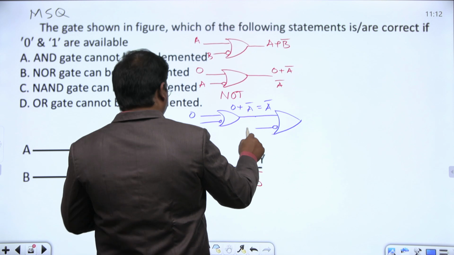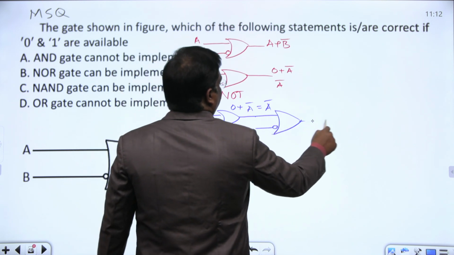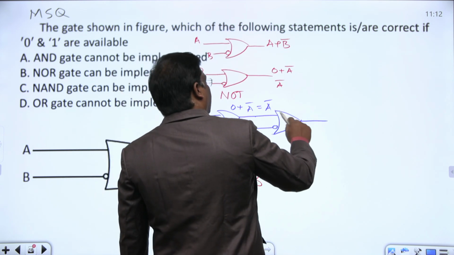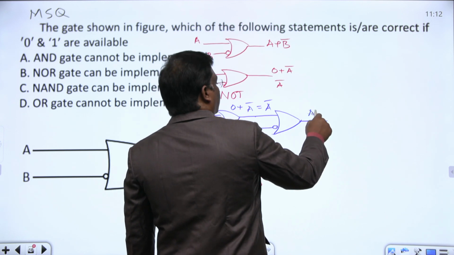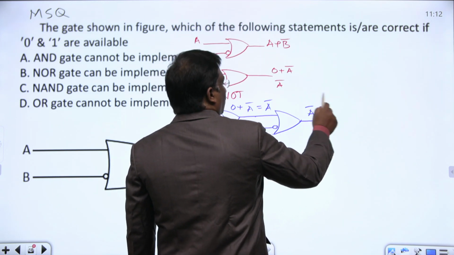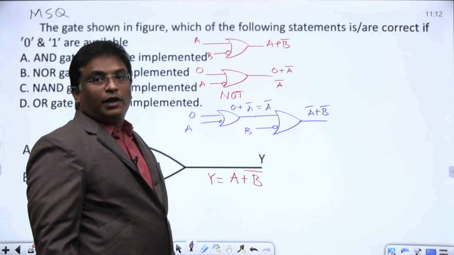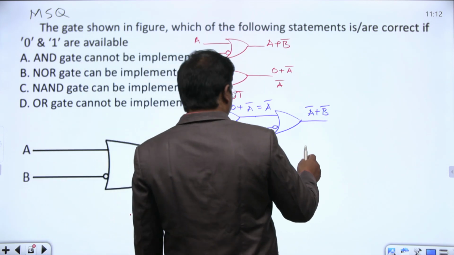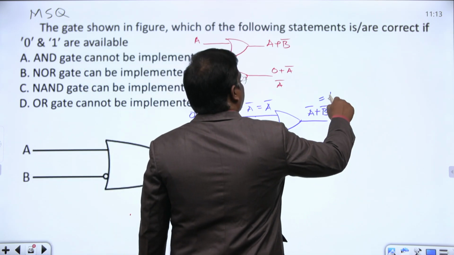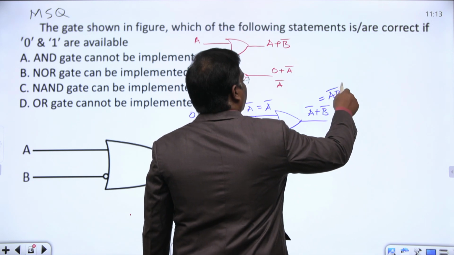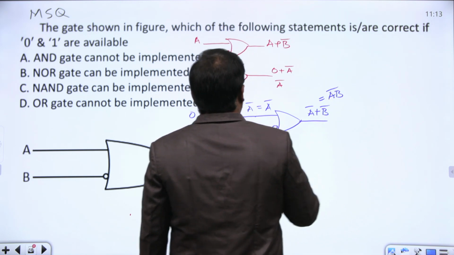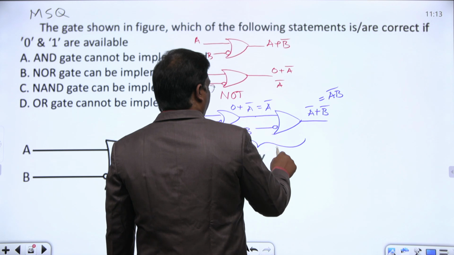And for this one, by using this gate only, if I give some B here, what's the output I am getting? This plus this, A bar plus B bar. And by De Morgan's law, what is A bar plus B bar? This A bar plus B bar is nothing but AB bar. So from here to here we can implement the NAND gate.